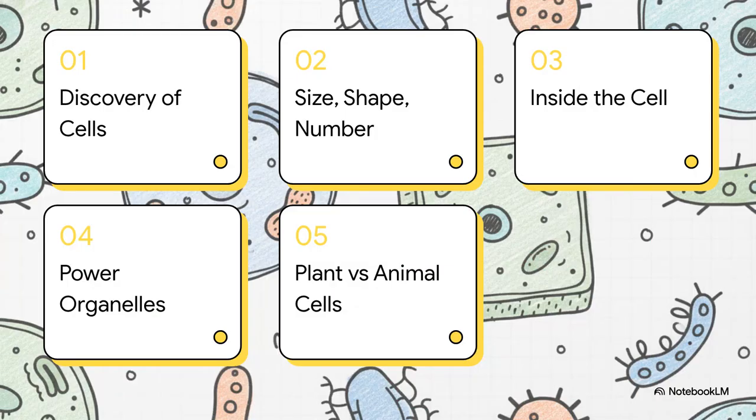Here's the roadmap for today's explainer. We're going to hit the discovery of cells, look at their crazy diversity in size and shape, take a tour inside the cell itself, check out the power organelles, and wrap up by pitting plant cells against animal cells.